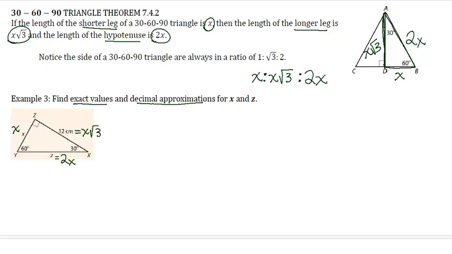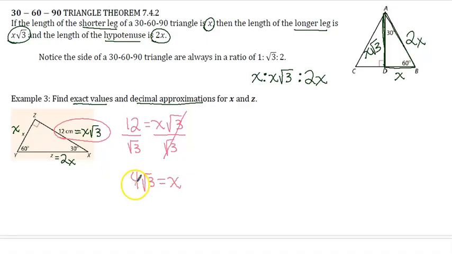Okay, so of these, the only one that I have enough information on to write an equation is this one. So I can say 12 is equal to x times the square root of 3. That's what I know. Now I can solve. So I'm going to divide by the square root of 3 on both sides. It cancels on the right. And 12 divided by the square root of 3 leaves me 4 times the square root of 3 equals x.